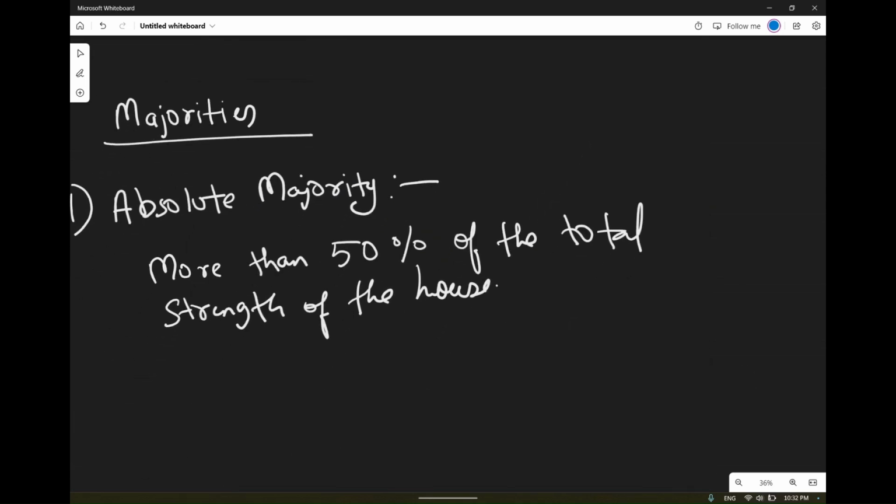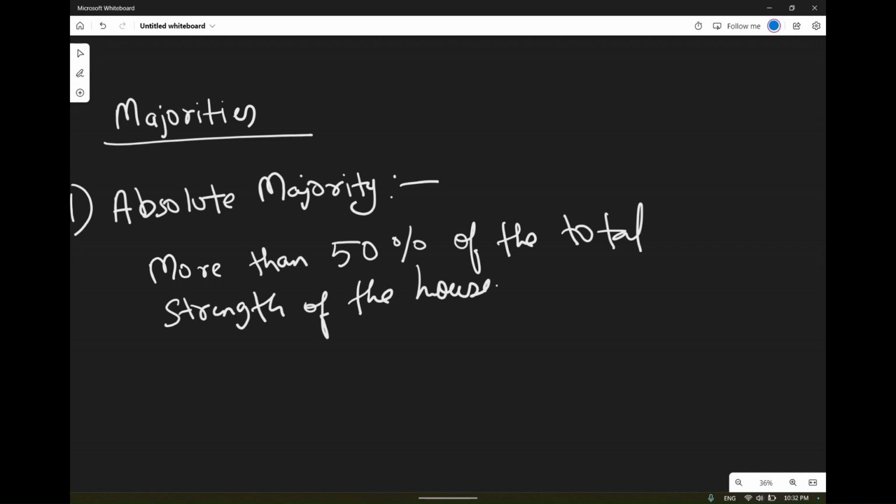In this lecture we are going to discuss the different types of majorities that are required within the parliament to pass any bill, or impeachment of the president, or removal of High Court and Supreme Court judges and all. Okay. First we'll discuss absolute majority.